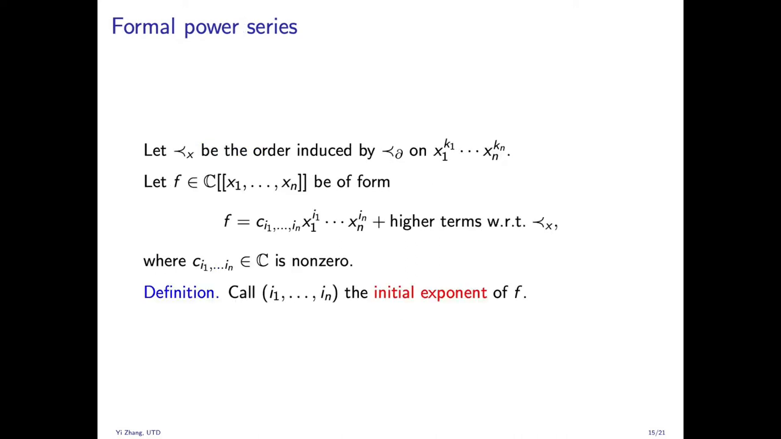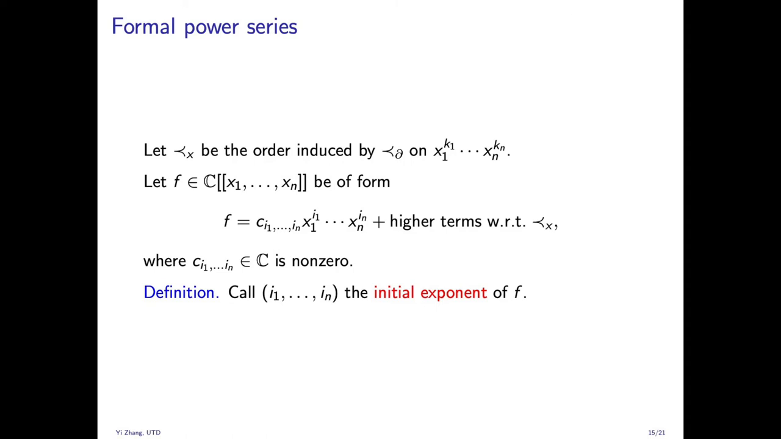Next, I want to introduce formal power series in the multivariate case. Previously, we fixed a graded term order on the monomials of a differential operator. If we map partial i to xi, it will give rise to an order for the monomials of x. And a multivariate formal power series is in this form, and the lowest exponent with respect to this order.